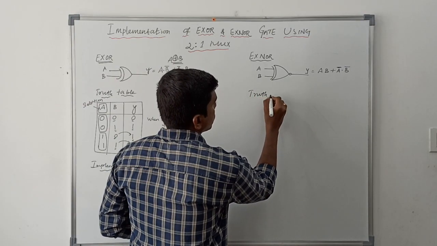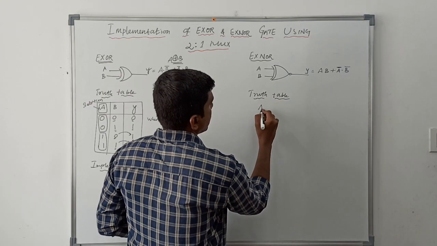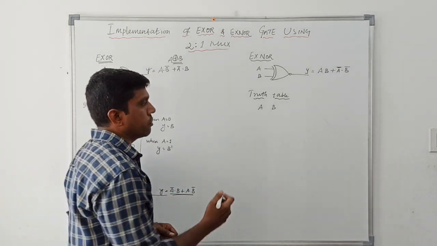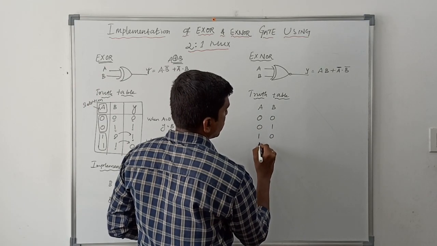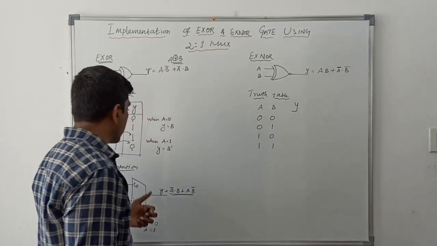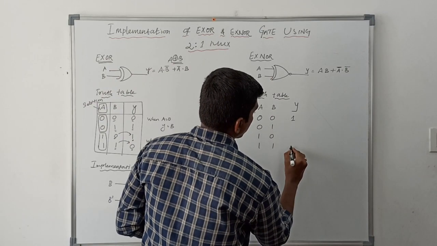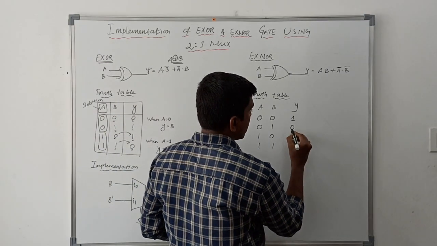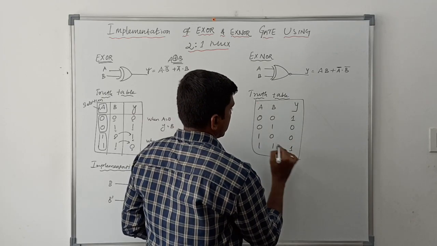Then come to the truth table. A and B are the input variables. These two variables make the four combinations of input: 0 0, 0 1, 1 0, 1 1. Y is the output, just the complement of the XOR values. When both the inputs are the same, the output is 1. If any one input is different, the corresponding output is 0. So it's the truth table of XNOR gate.